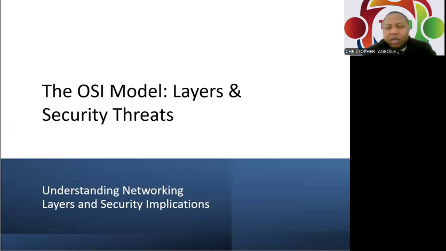Now, it's about understanding networking layers and the security implications. We have established that where there's no network, there is no communication. For the purpose of communication, there is network. And for the purpose of network, there is the issue of security. So right now, we're going to look at the security threats at each of these modules, from level 1 to level 7.